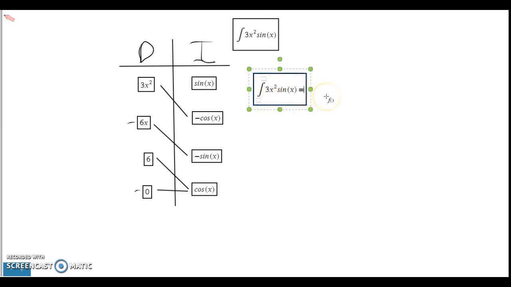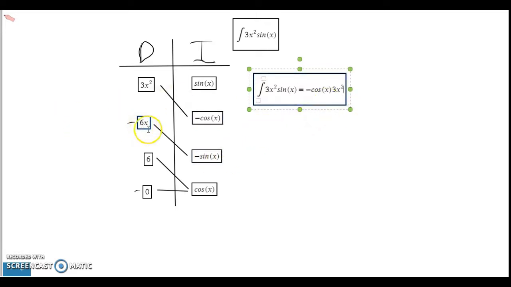Okay. So for our first term, it's literally going to be as simple as it looks. We're going to take 3x squared and multiply it by negative cosine. So this is going to be our first term for the indefinite integral. Negative 3x squared cosine x. Boom, just like that.